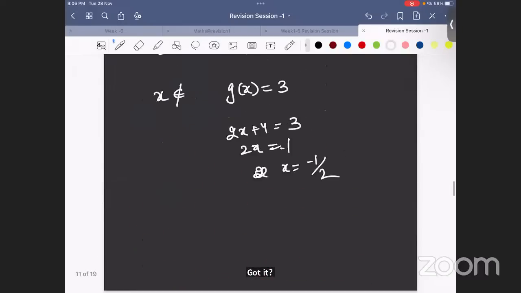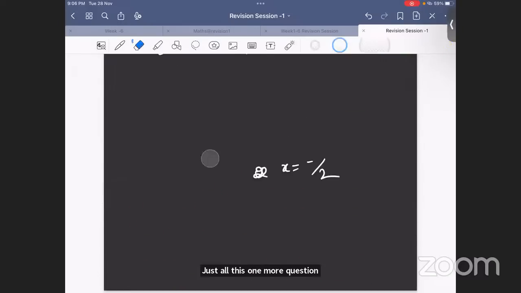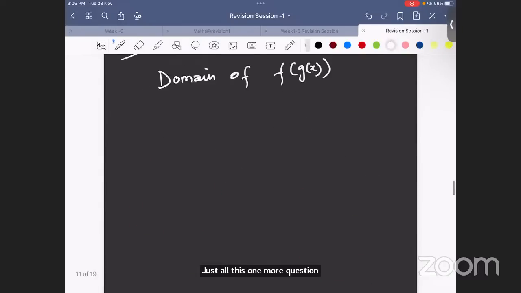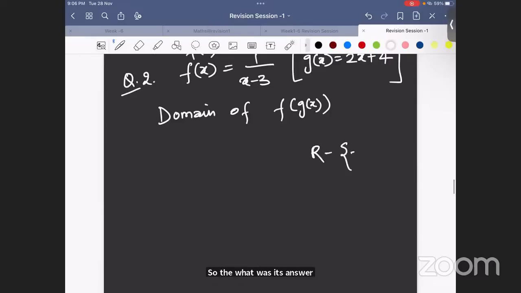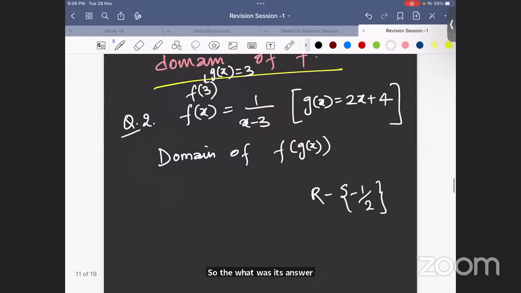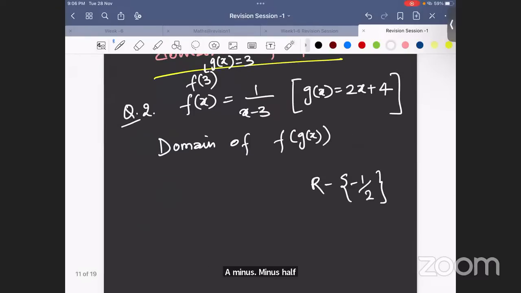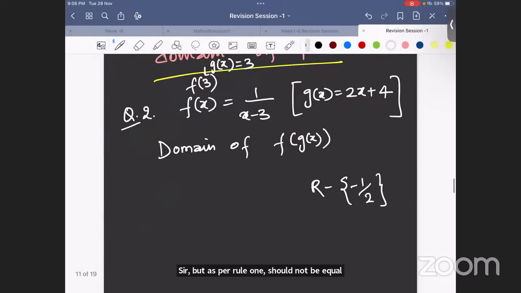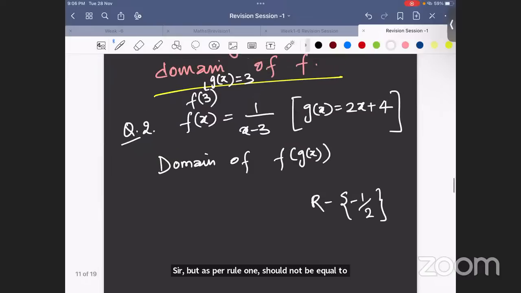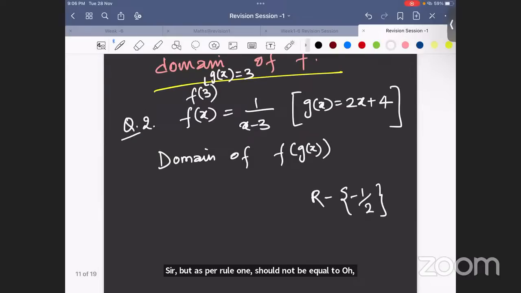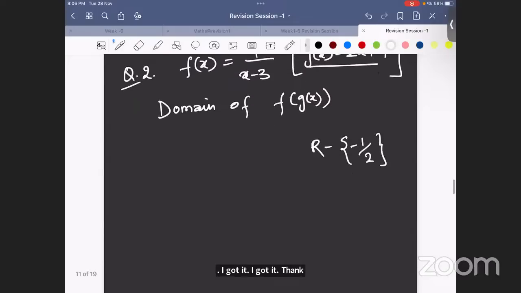Now solve one more question. So what was its answer? R minus half. Done, sir. Sir, but as per rule 1, x should not be equal to minus 2 also, because g of x will become 0. Oh, okay, I got it. No, for g(x) there is no condition. Yeah, in this sum there is no condition. Thank you, sir.